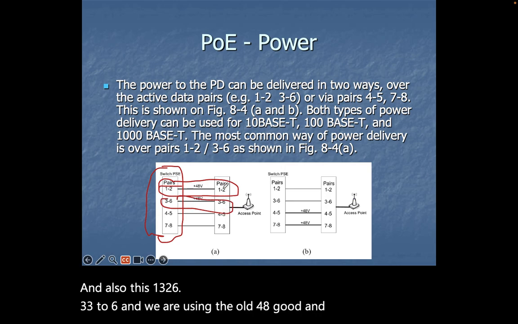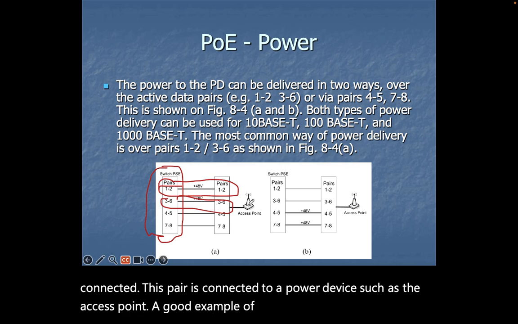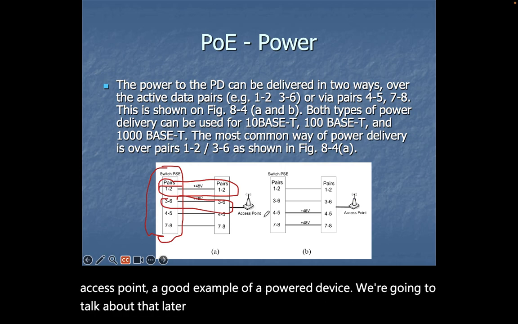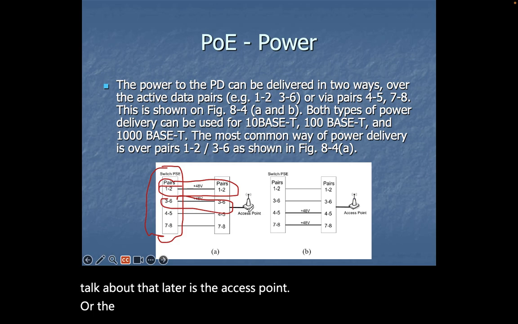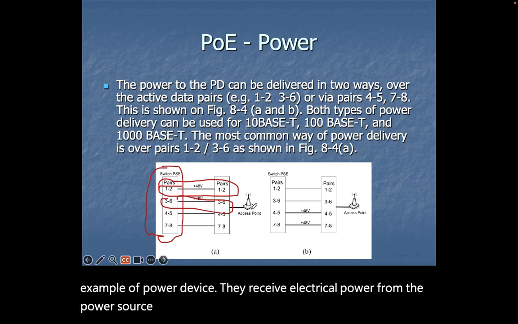And this power device is connected. This pair is connected to a powered device, such as the access point. A good example of a powered device, we're going to talk about that later, is the access point or the IP phones, the Internet Protocol phones. They are a good example of a powered device. They receive electrical power from the power source equipment. Okay, so this is for the A.